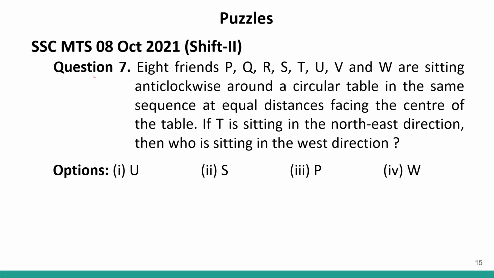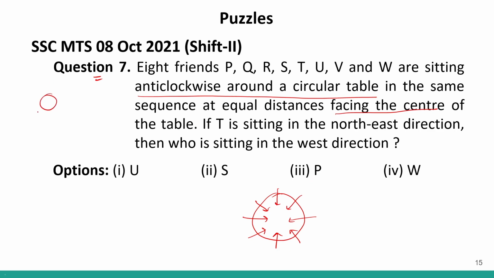Coming to question number 7. Question number 7 says that there are 8 friends sitting anti-clockwise around a circular table. So, let's say there are 8 friends, and they are facing the center also. So, 1, 2, 3, 4, 5, 6, 7, 8. 8 friends sitting around a circular table anti-clockwise.